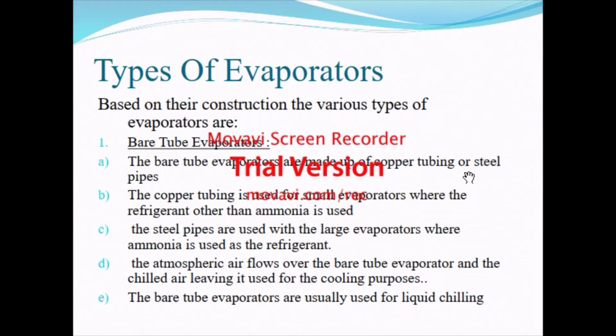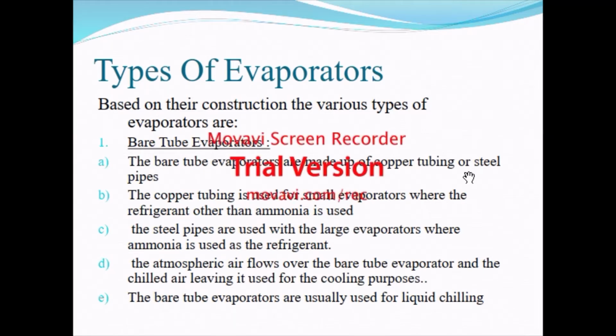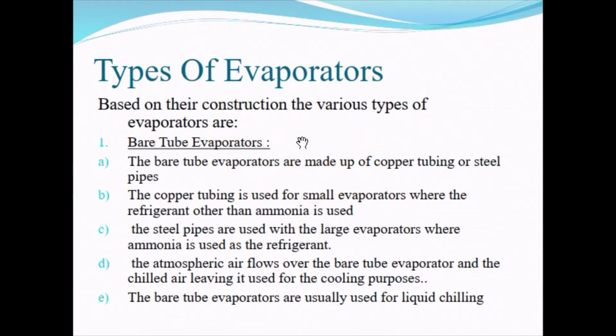Yeah, in this case, if ammonia. And then in this type, the atmospheric air flows over the bare tube evaporator and is chilled, and the leaving air is used for cooling purposes. Then the bare tube evaporators are usually used for liquid chilling. Okay, this is considered under the bare tube evaporator.